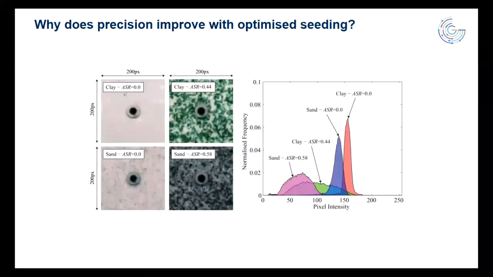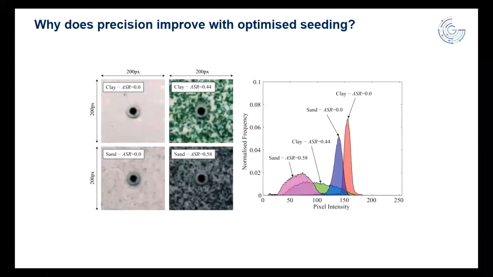Looking a bit more closely at why the precision improves with optimized seeding, what I've done here is I've taken 4 subsets from 4 different images with different seeding ratios. So on the left-hand side, no seeding, on the right-hand side, optimal seeding. And I've plotted histograms of the normalized frequencies of the pixel intensities across the subsets. And you can see the 2 big peaky values on the right-hand side are where we've got no seeding, and we've got a very narrow bandwidth of pixel intensities that are encapsulated in the subset.